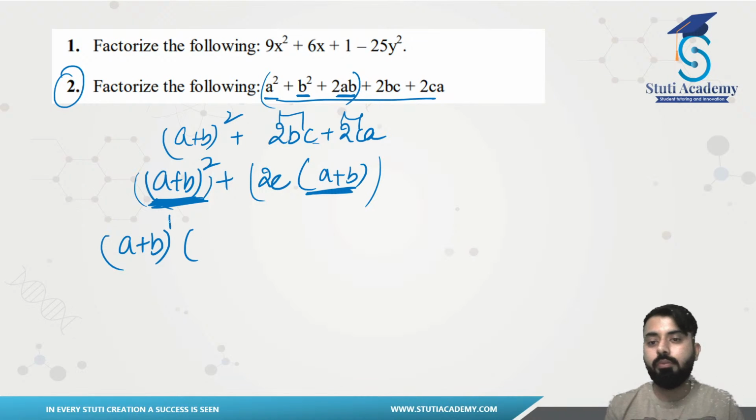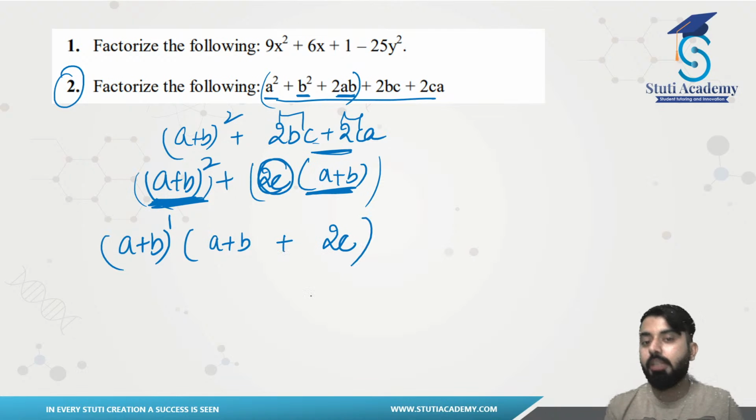Out of the square I've taken one power, so I will be left with an a plus b. And from this part I have taken a plus b common. I will be left with what? A 2c and a positive sign in the middle. So my factorized form will be what? A plus b into a plus b plus 2c, right?